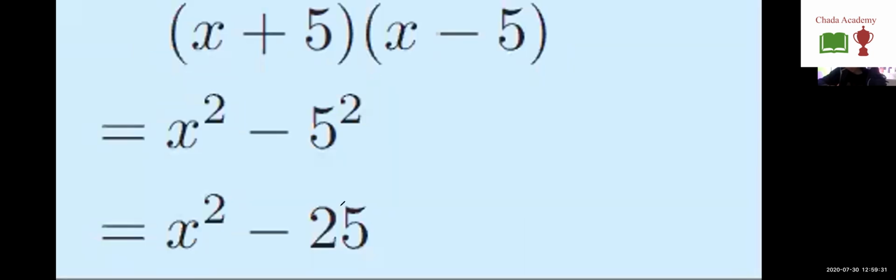What? Are you doing it? Wait. X2 minus 5 power 2 is x2 minus 25. This is the answer. Why did it take so long? Oh, I didn't. This is it. What were you doing? I thought it was done. Oh, you thought it was done. I was waiting for you to say minus 25. Okay, it's okay. Now the second one.